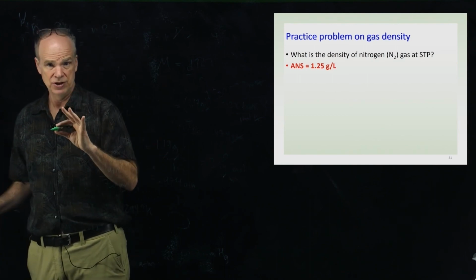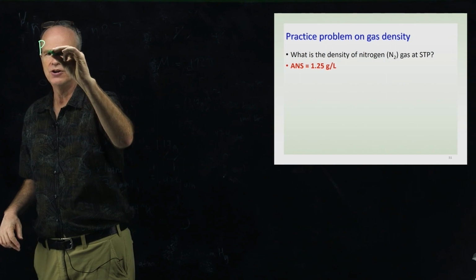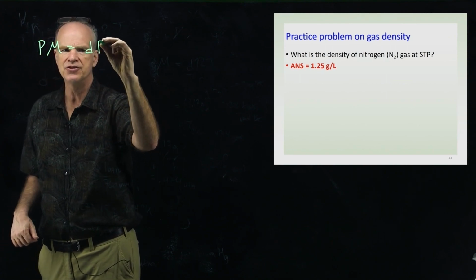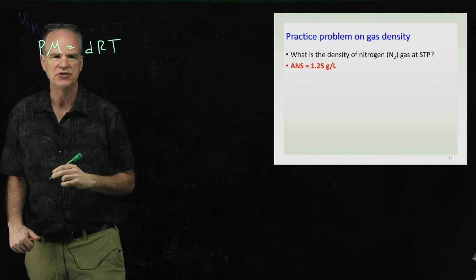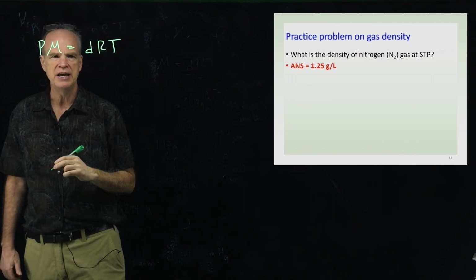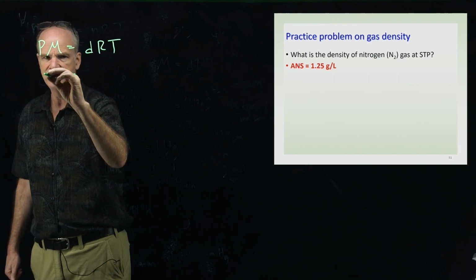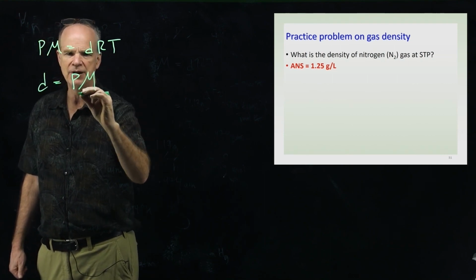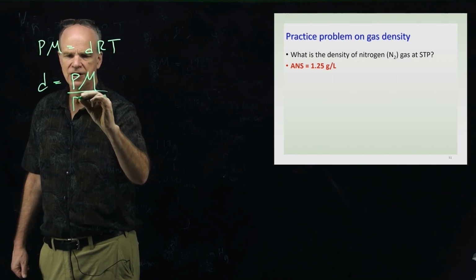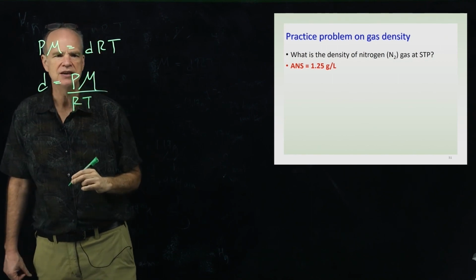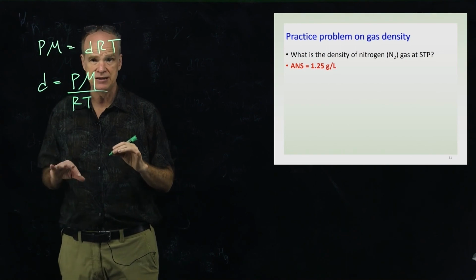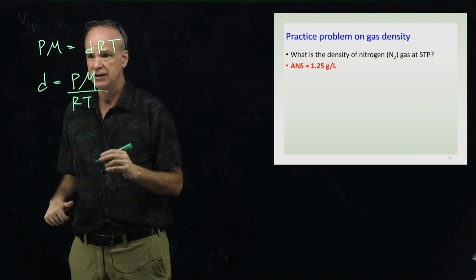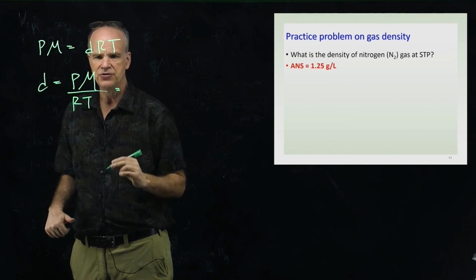So again, we're going to use this equation, which is PM = dRT. So the pressure times the molar mass of the gas is equal to density of gas times the gas constant times the temperature. So let's go ahead and solve this now for d and see where we're at. So density of the gas is equal to pressure of the gas times the molar mass over R times T. So let's see if we can find numbers for these variables and see if we can get an answer to that.